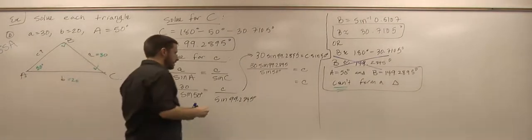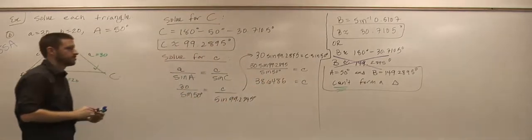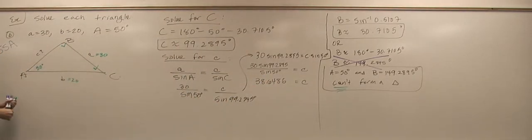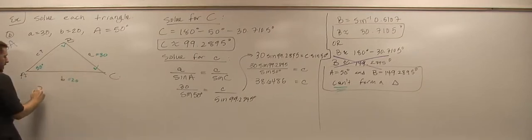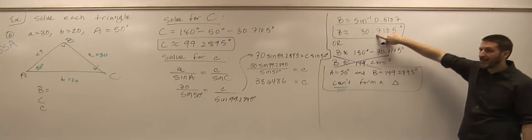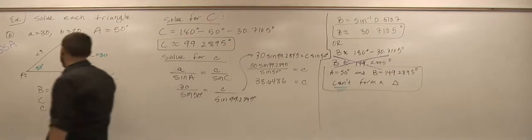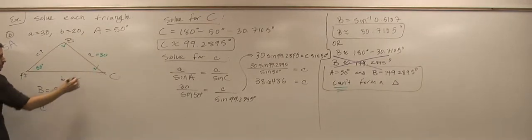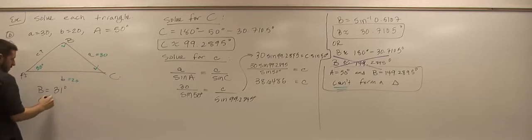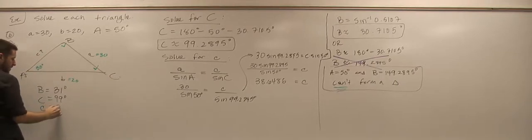38.6486. So final answer, I needed to solve for big B, big C, and little c. Because the instructions say round to the nearest degree on the angles, at the end of my work I'm going to round this up to 31. Big C is going to get rounded down to 99, and little c is going to get rounded to the nearest tenth, which is 38.6.